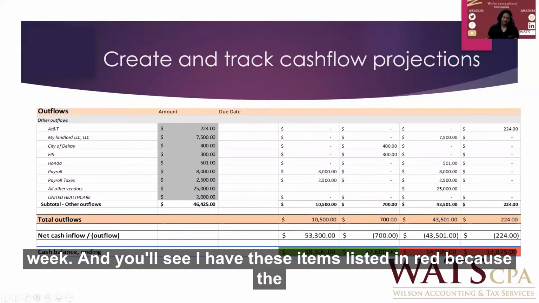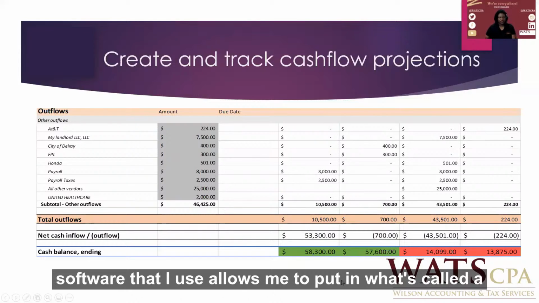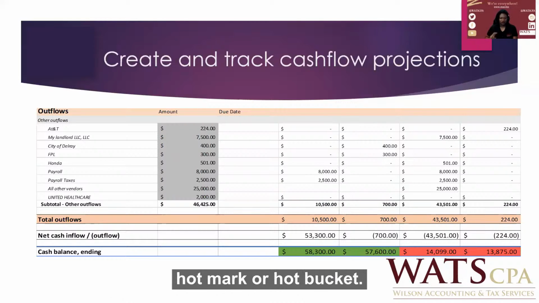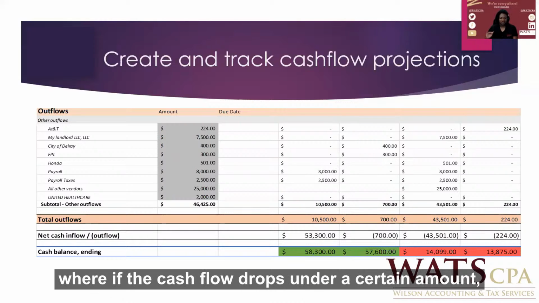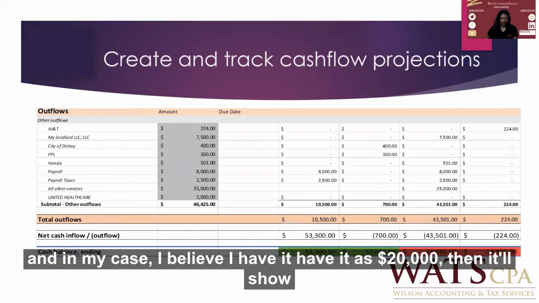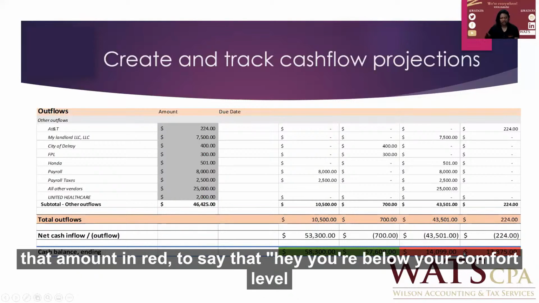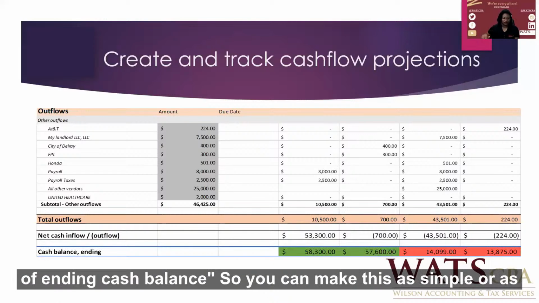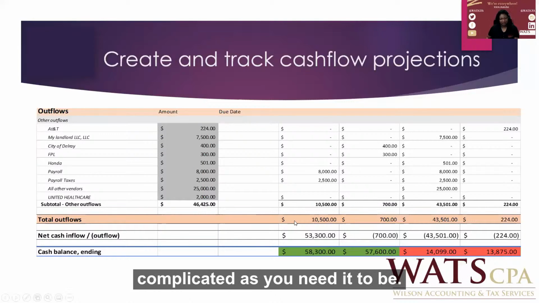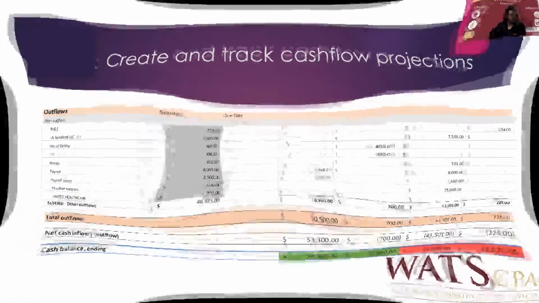And you'll see I have these items listed in red because the software that I use allows me to put in what's called a hot mark or a hot bucket, where if the cash flow drops under a certain amount, and in my case, I believe I have it as 20,000, then it'll show that amount in red to say that, hey, you're below your comfort level of ending cash balance. So you can make this as simple or as complicated as you need it to be for your own business.